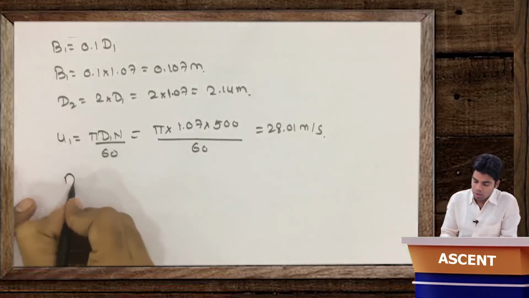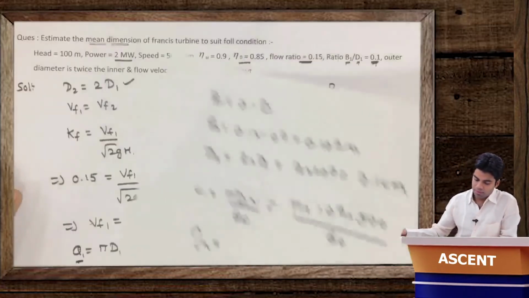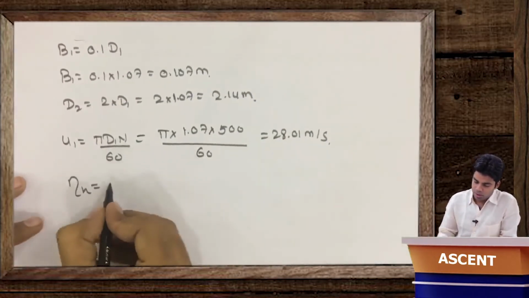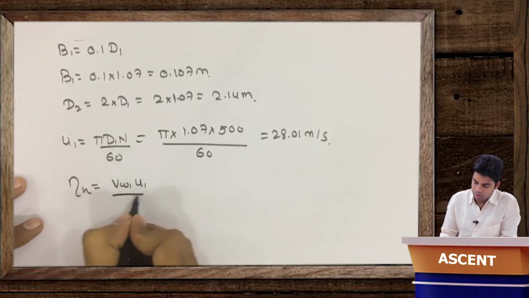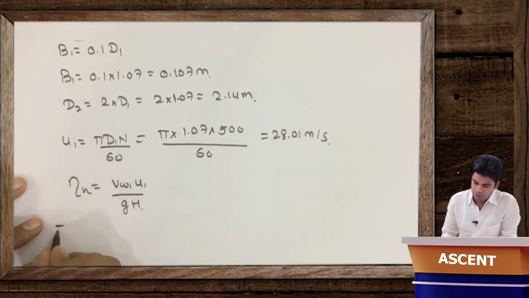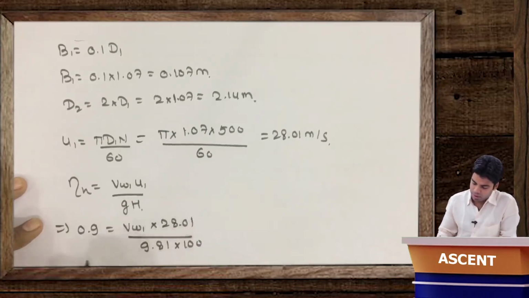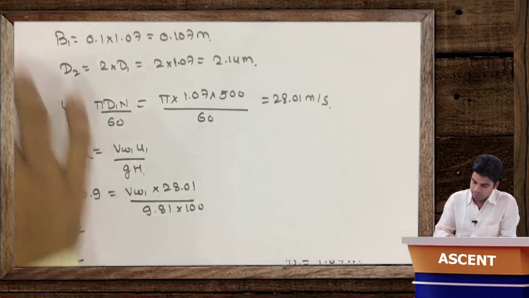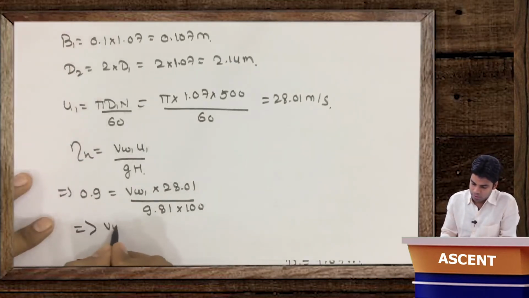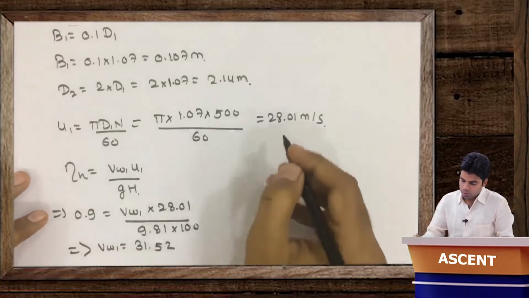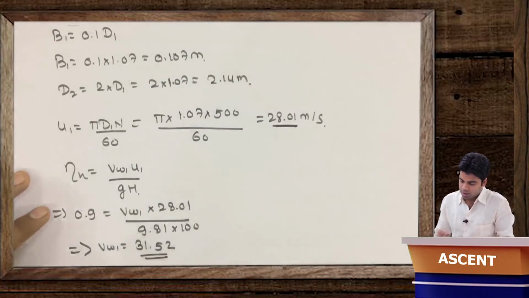Now how can we determine the value of VW1? For that, hydraulic efficiency is given as 0.9, and this hydraulic efficiency, as we know, is VW1 U1 divided by g into H. Just put the value: 0.9 is equal to VW1 into U1, which is 28.01, divided by g into H. From here this VW1 will be equal to 31.52. Getting this one?